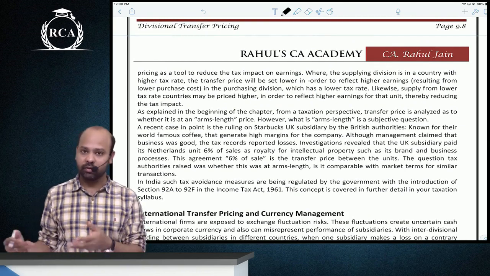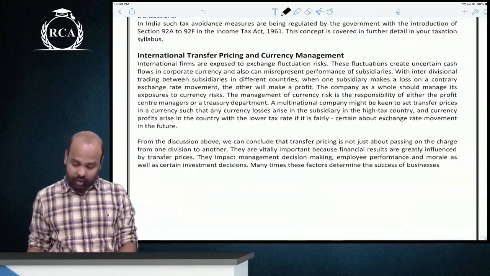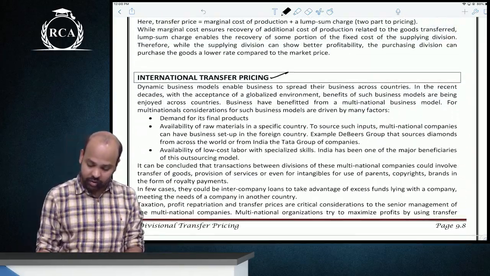International transfer pricing, we're going to discuss that. We haven't discussed international transfer pricing yet. The last topic is international transfer pricing. We will be doing that.